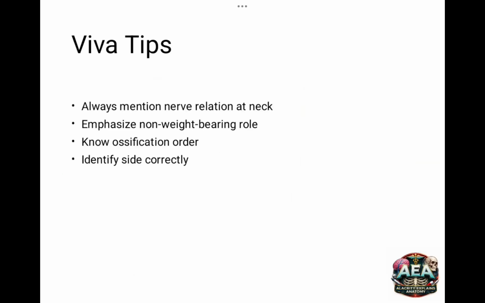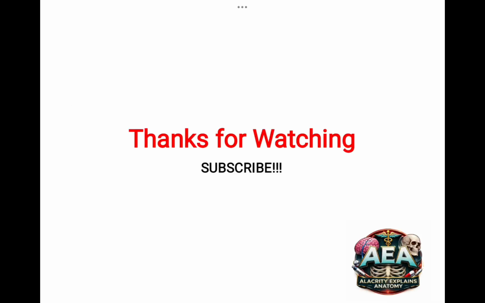So viva tips: whenever you go for a viva, there are certain things you need to know about the osteology of the fibula. Always mention that the common peroneal nerve winds around the neck. Always mention the nerve relation around the neck. I need to emphasize that it is not a weight-bearing bone. Know the ossification order: it starts from down and ends with the upper part. And identify the bone correctly. You should be able to side the fibula between the right and the left fibula.